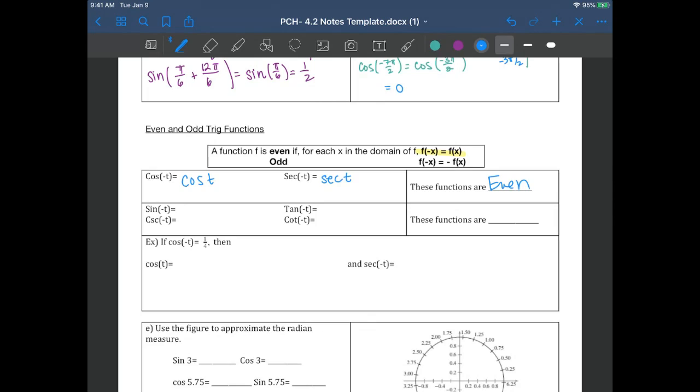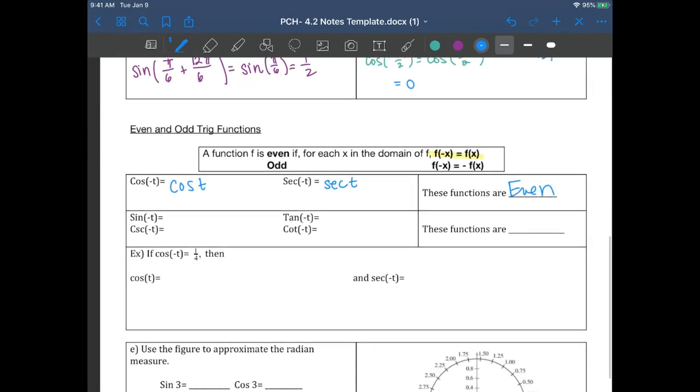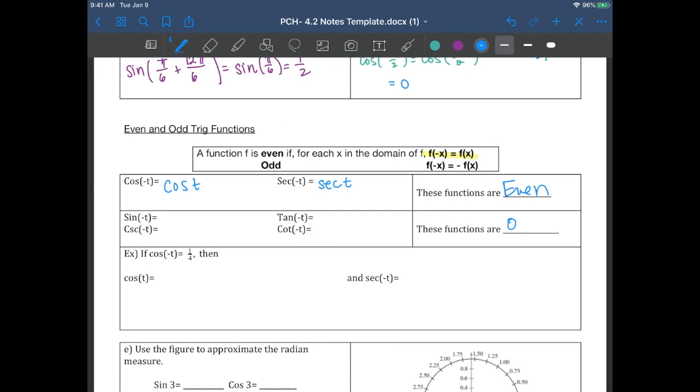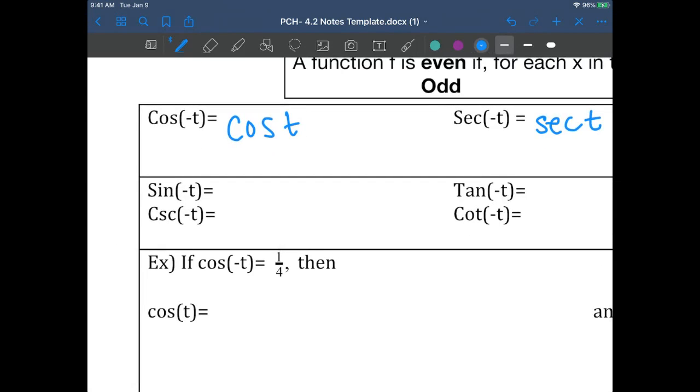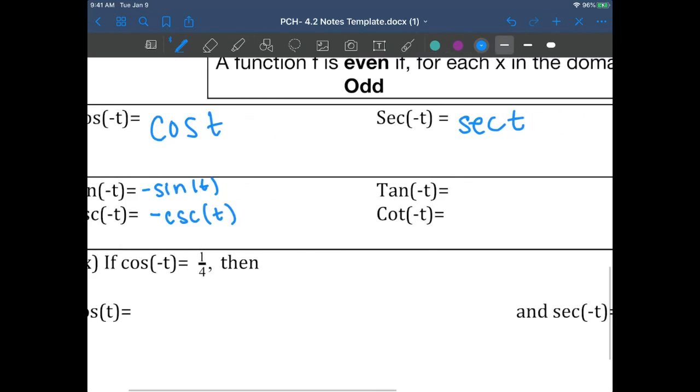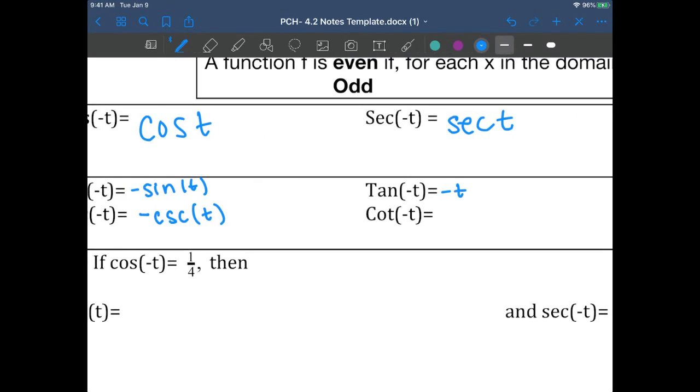Okay, sine and tangent and their reciprocals are odd functions. So the sine of negative t is equal to negative sine of positive t. Its reciprocal, the cosecant of negative t, is equal to negative cosecant of positive t. Tangent of negative t is equal to negative tangent t. And cotangent of negative t is equal to the negative cotangent of positive t.